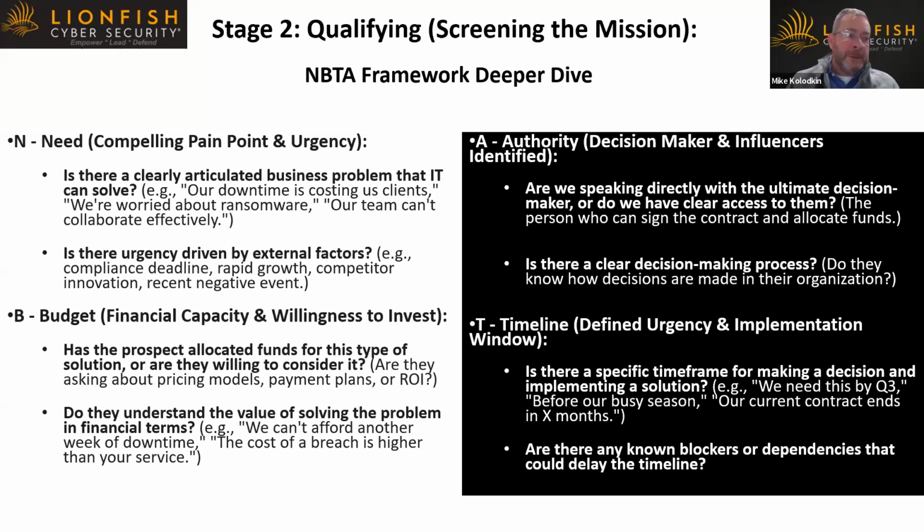Like, hey, these people do their budgeting in April, they spend their money in October, they implement in January, and then you come up with a cadence, not only of what their need is and who you need to talk to, but you know when the funds are available. And this may just simply be asking, have they allocated the funds for this type of solution? Are they willing to consider it? And are they asking about pricing models, payment plans, or an ROI? Do they understand the value of solving the problem in financial terms? They understand that they can't afford not to resolve it.